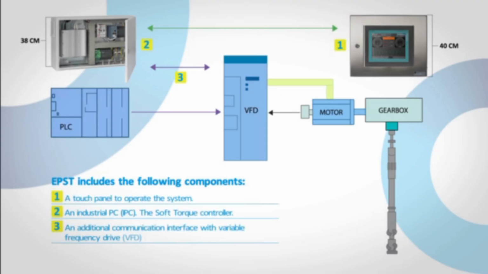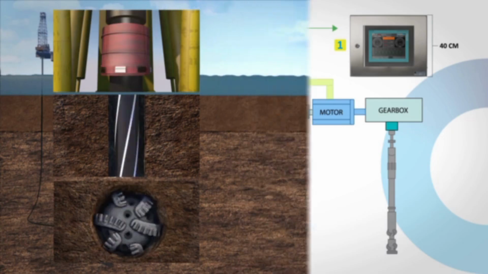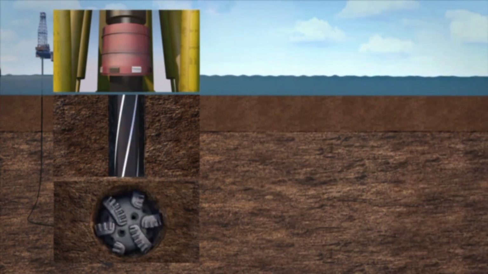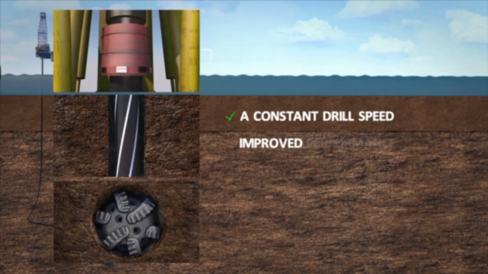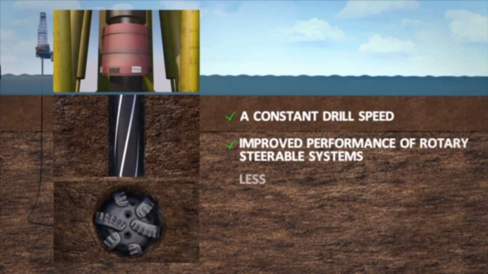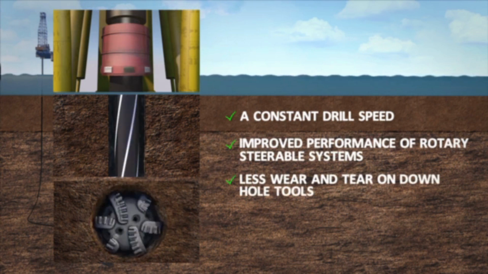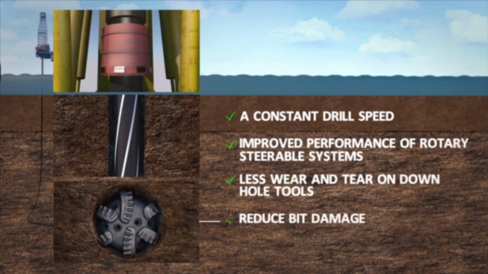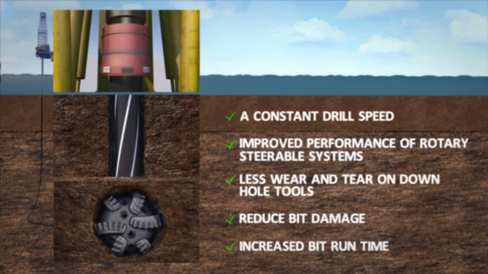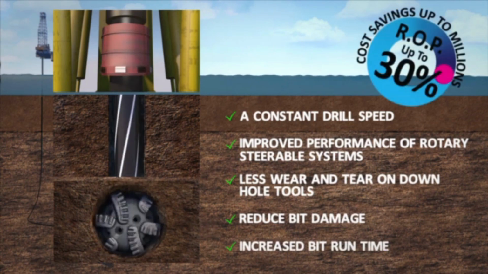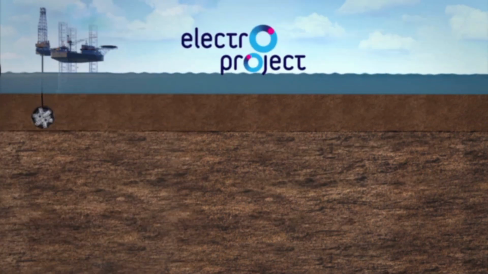The SoftTorque controller regulates the speed of the motor and reacts on the torque fluctuation caused by the sticking drill bit. This process prevents the drill bit from sticking again, resulting in a constant drill speed, improved performance of rotary steerable systems, less wear and tear on downhole tools, reduced bit damage, and increased bit runtime. This all leads to an improved rate of penetration of up to 30% and cost savings of up to millions.